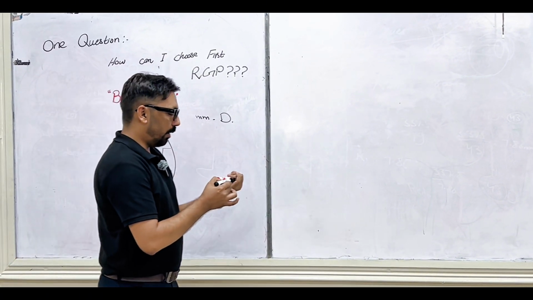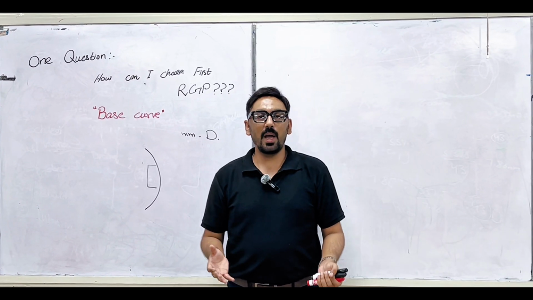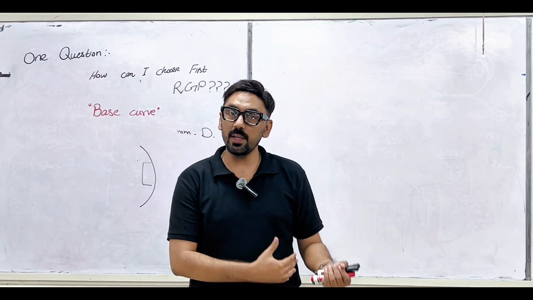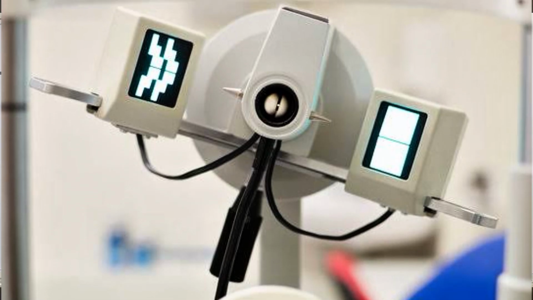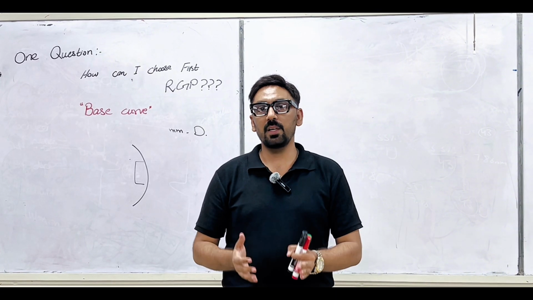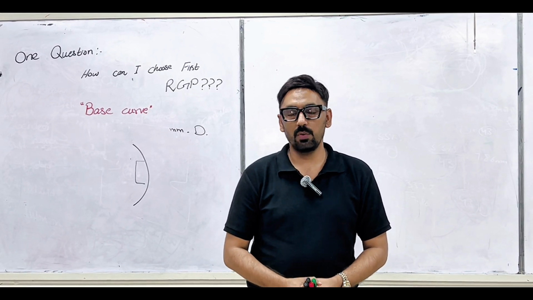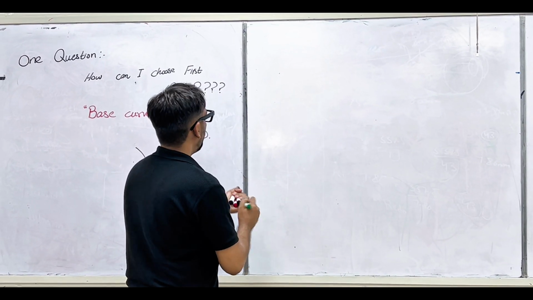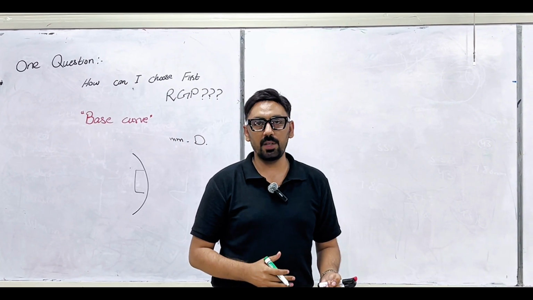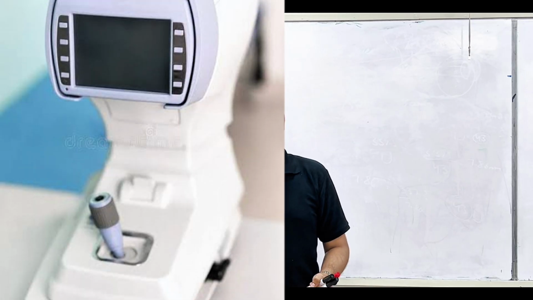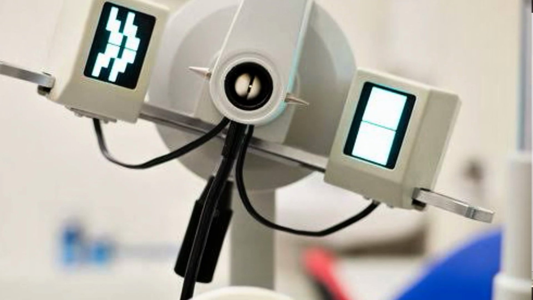How can I find the base curve of the contact lens? Simply with the help of the corneal curvature. And how can I find the corneal curvature? With the help of the keratometer. The keratometer measures the central corneal curvature of the cornea. We can get it with the help of the autoref, which carries the keratometry as well, or with a simple separate keratometer.